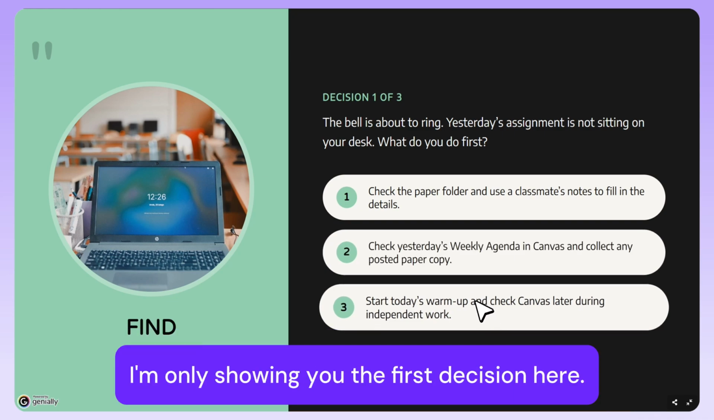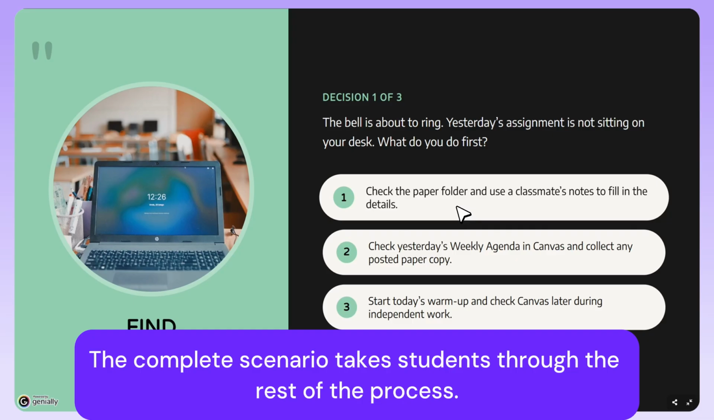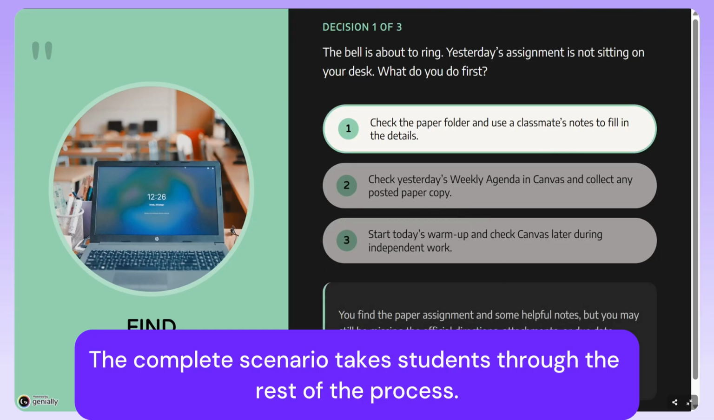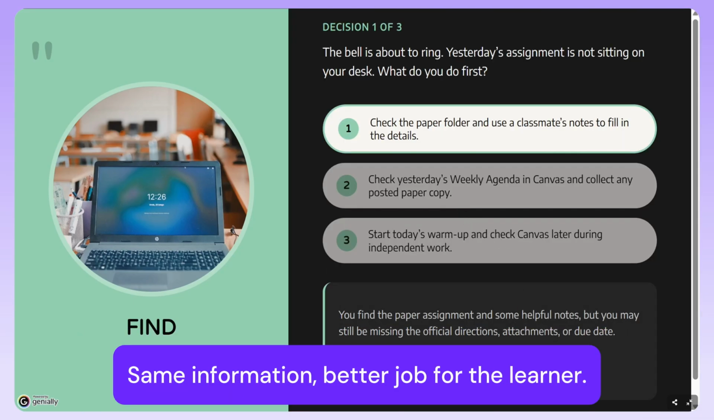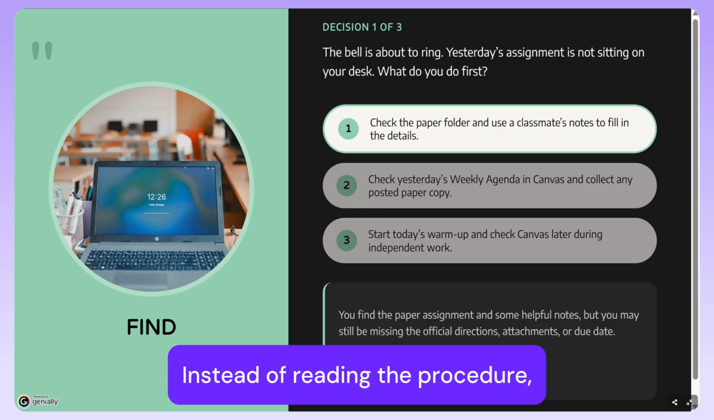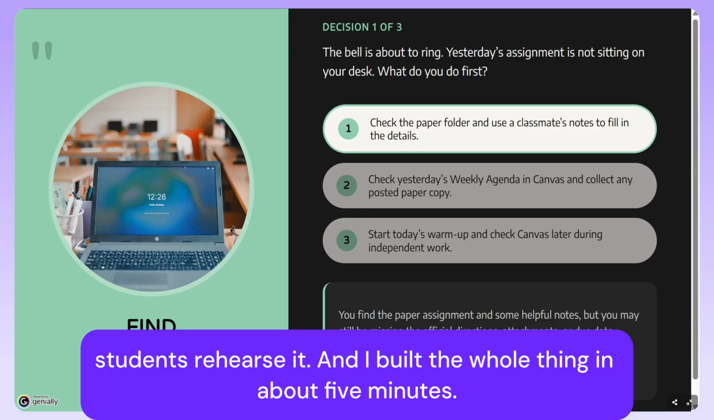I'm only showing you the first decision here. The complete scenario takes students through the rest of the process. Same information, better job for the learner. Instead of reading the procedure, students rehearse it. And I built the whole thing in about 5 minutes.